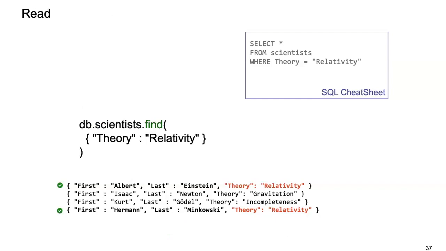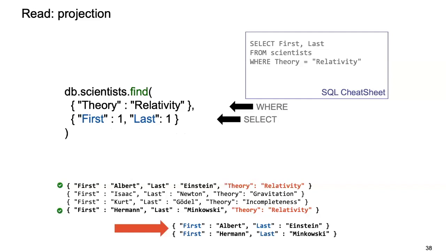There's a second argument that is optional. So here there was no second argument, but you can add a second argument. The second argument is a projection. So the second argument says, I want first and last. So I'm projecting my data on first and last. So now I'm getting first Albert Einstein and first Hermann, last Minkowski.